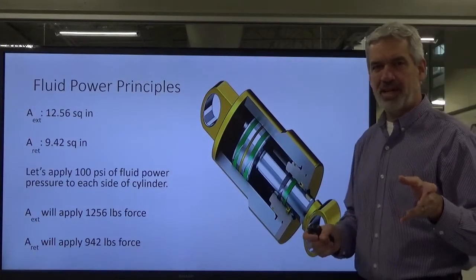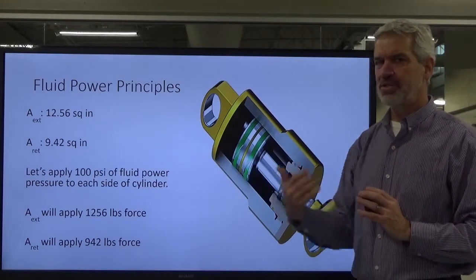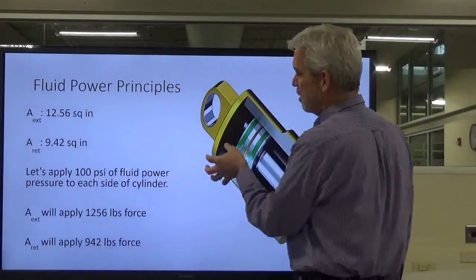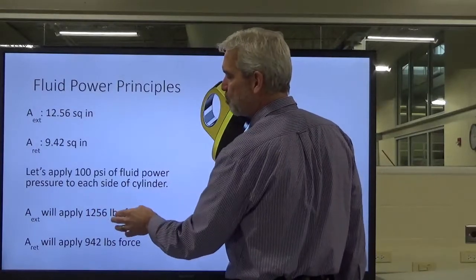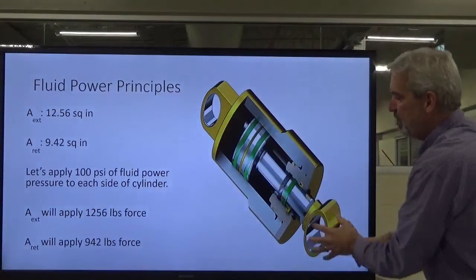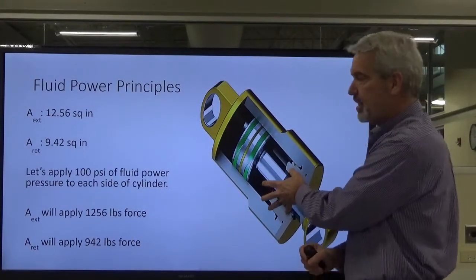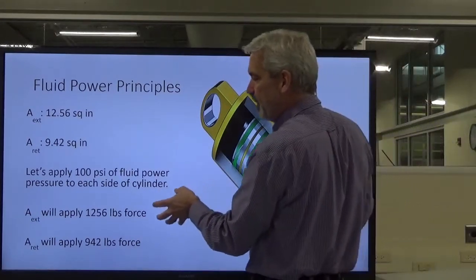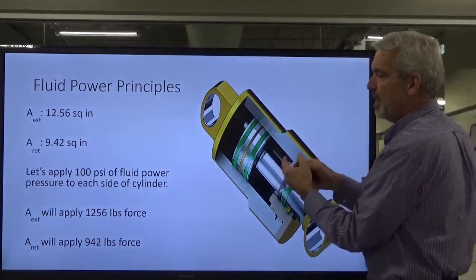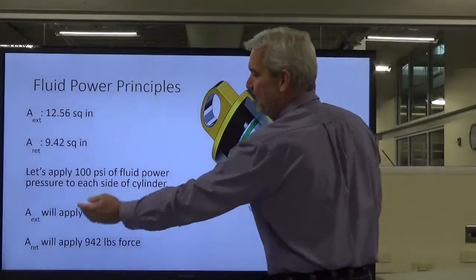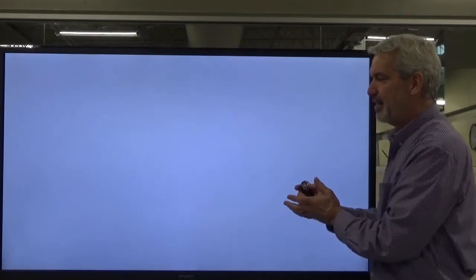So now let's put this into play. Let's see how this is going to affect the operation of our cylinder and what we can do with the extend side versus the retract side. Let's apply 100 pounds of pressure to the extend side. A sub EXT will provide us with 1,256 pounds of extending force. Now, let's take that hose and hook it up over here, at the same 100 PSI, but this time we only have 9.42 square inches of surface area, and when we apply 100 pounds of pressure to that, we wind up with 942 pounds of force on the retract side.